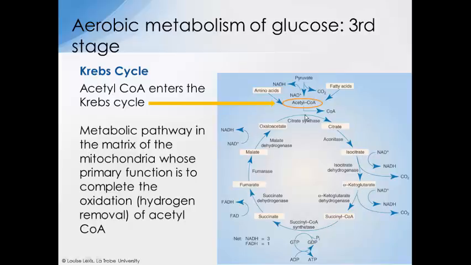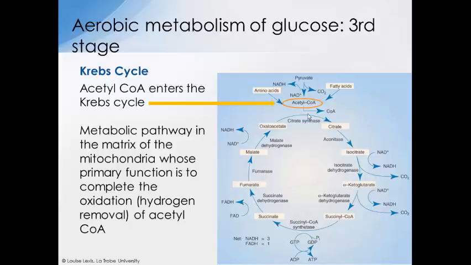So we often say that the Krebs cycle is a cyclic pathway because, as you can see here from the diagram, it's circular. So in other words, the end product becomes a substrate again in the cycle. If we think about what the most important function is of the Krebs cycle, it's to complete the oxidation or hydrogen removal of acetyl-CoA. So remember that acetyl-CoA is the initial substrate.